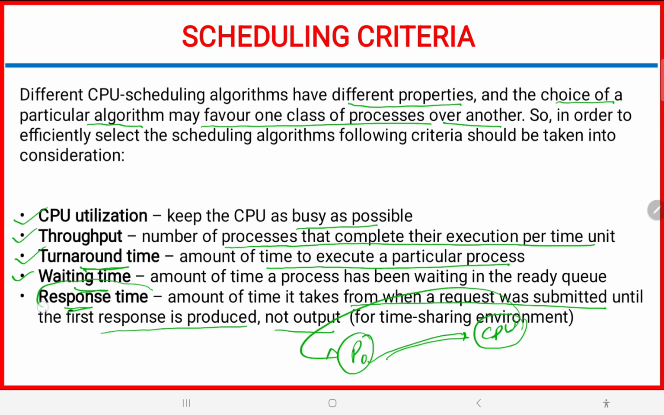So as far as response time is concerned, it is regarding the first time when the process gets the access of the CPU. It is not about the completion of the entire job. So as written over here, amount of time it takes when a request was submitted until the first response was produced. So when this process got the access of CPU for the first time, that is basically referred to as a response time. It is not about its complete execution. Suppose this process is coming to CPU for 3-4 times, we are only considering the first entry of this process from ready queue onto the running state. So that is called the response time.